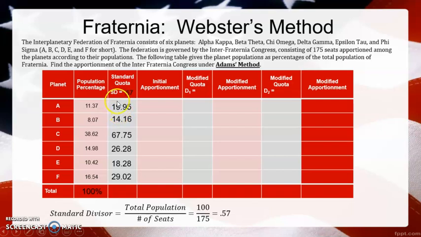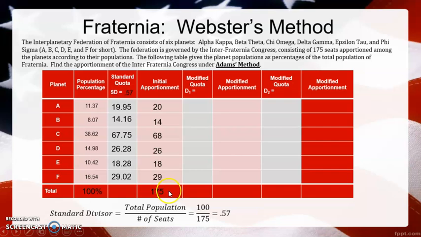And remember, we're rounding to the nearest whole, so we're always going to look at this digit that's in the 10th place, or the first decimal place. If that is 5 or higher, then we're going to award the upper quota, or round up. If it is 4 or lower, we're going to award the lower quota, or round down. So for A, we're going to round up to 20. For B, we'll round down to 14. For C, we will round up to 68. For D, we will round down to 26. E rounds down to 18, and F rounds down to 29.